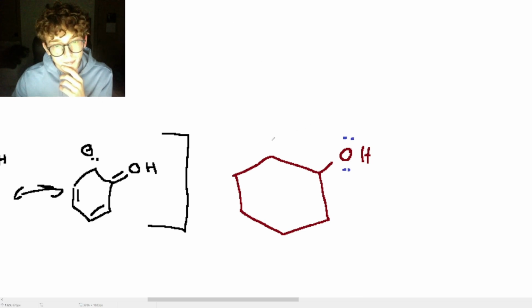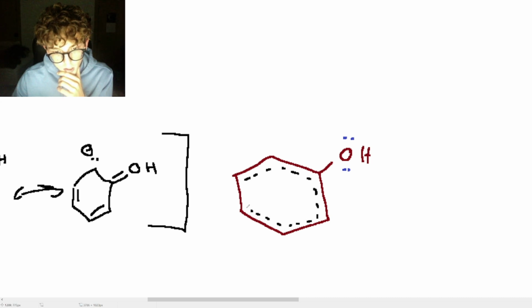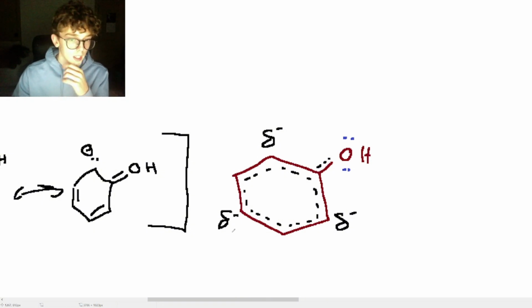So this position here, the ortho positions, let me just show the delocalization of those electrons all around the ring in conjugation with each other. This is partially negative, and there's some here too. Partial negative here, partial negative here. Oop, that's not good, delta. And we have in the para position, partial negative here.